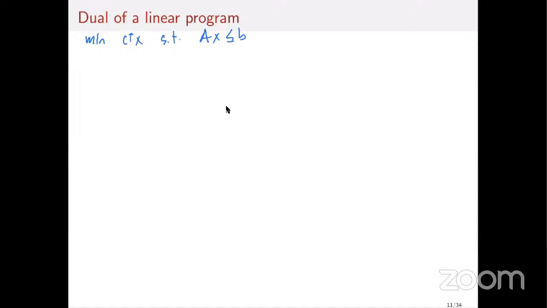Because yesterday I only dealt with problems with linear equalities, I'm going to rewrite this problem in a slightly different way with just linear equalities. I'm going to make the very simple observation that this is equal to the minimum over all X in R^n and S in R^m of C transpose X plus an indicator function, which I'm going to explain now, subject to S equal to B minus AX.